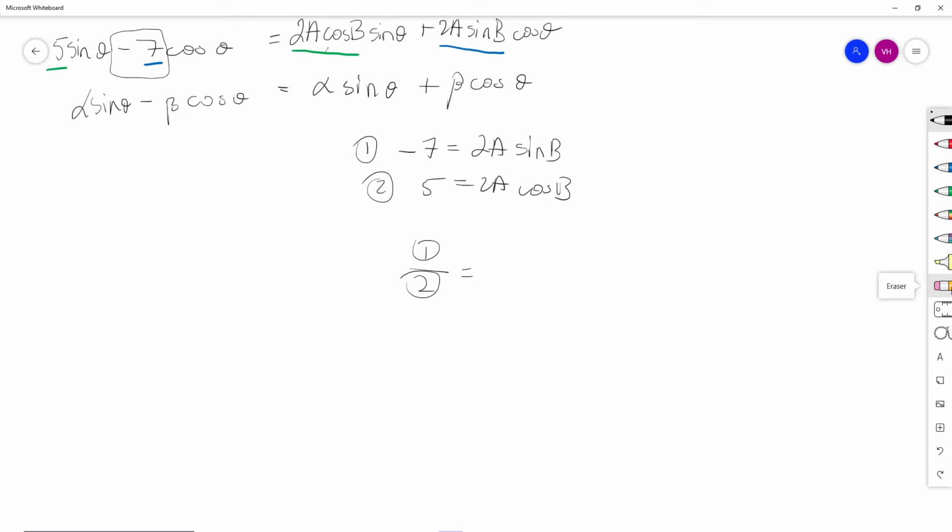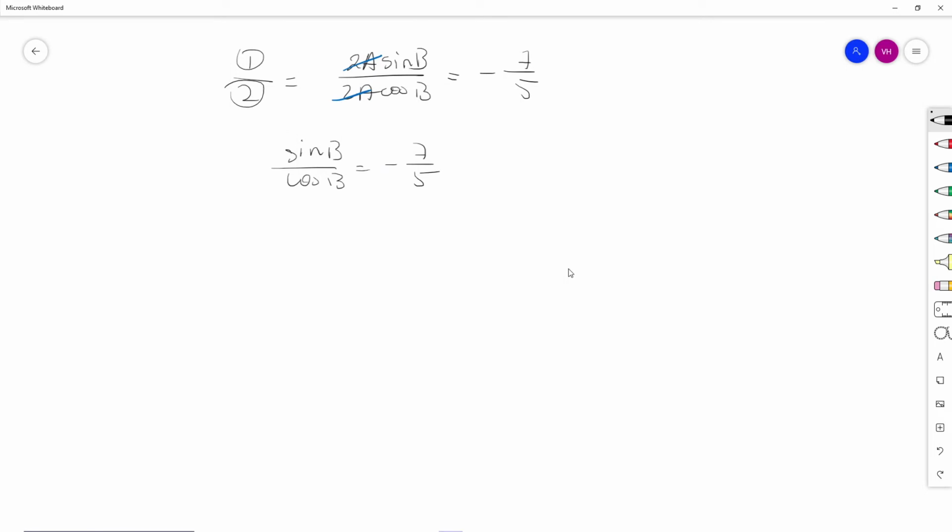So if we divide 2a sine b over 2a cos b, and obviously we also have to divide these two numbers, so we get negative 7 over 5. Well, this cancels out, right? And we're left with sine b over cos b equals negative 7 over 5. From this point onward, it is kind of straightforward. So sine b over cos b, what is that? Well, that's tan b. And that equals negative 7 over 5.